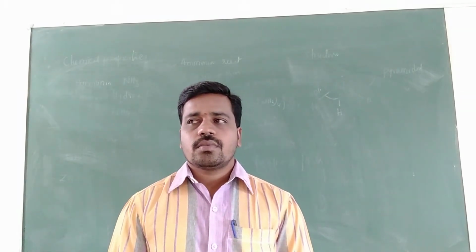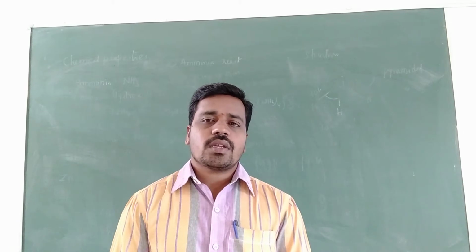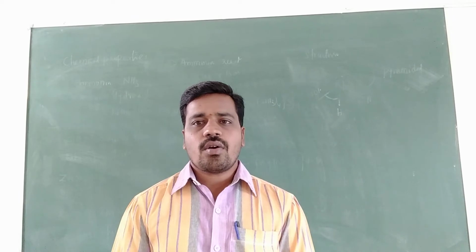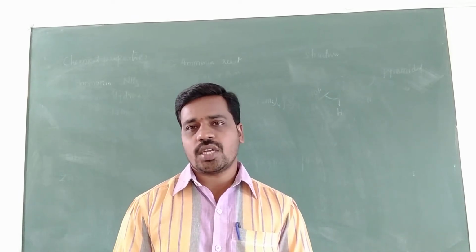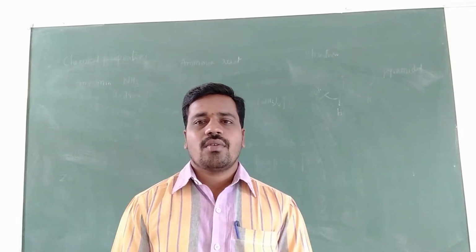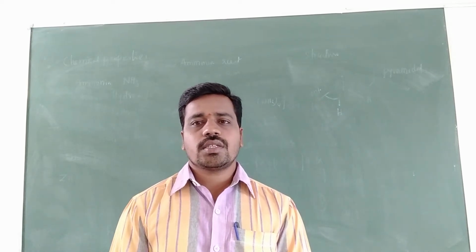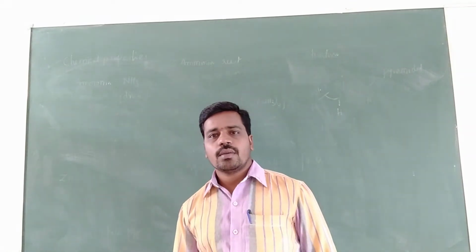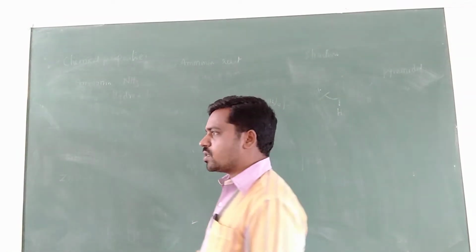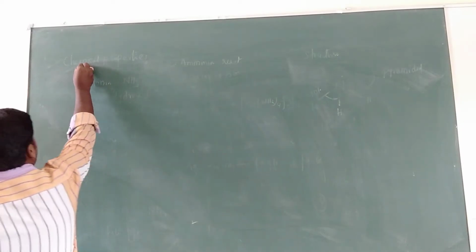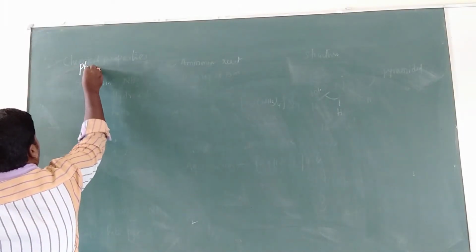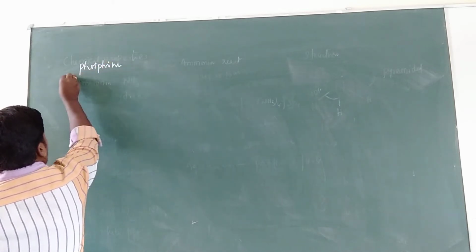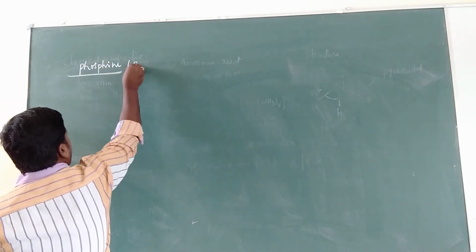After that, another important hydride formed by group 15 elements is the hydride of phosphorus, that is PH3, which is called phosphine, and it is a poisonous gas. So here the second important hydride is phosphine, PH3.